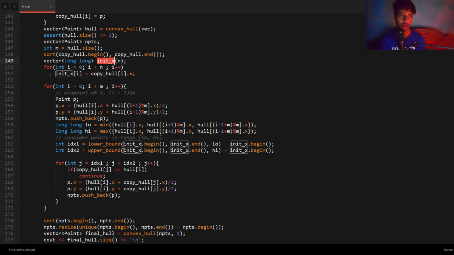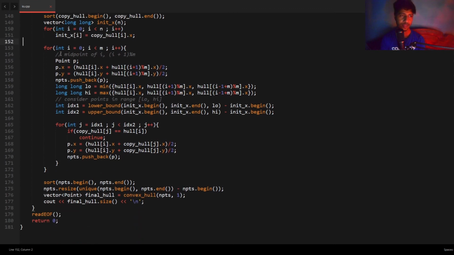Yeah, init x is storing all the x values, and finally this loop is doing all the work, right? So this loop will be pushing points into our NPTS. Firstly, point P will be the midpoint of the ith point and the I plus 1th point. We do mod m because we also need to consider the nth point and the first point of the convex hull. So point P will be the midpoint of consecutive hull points of P. You just push it after calculating it. So x plus x by 2, y plus y by 2, right?